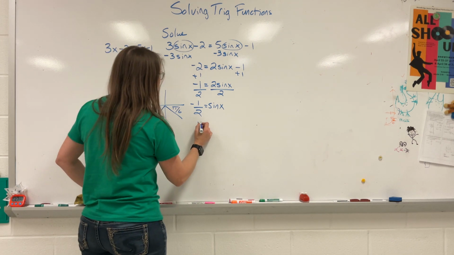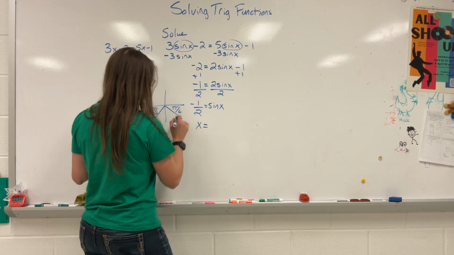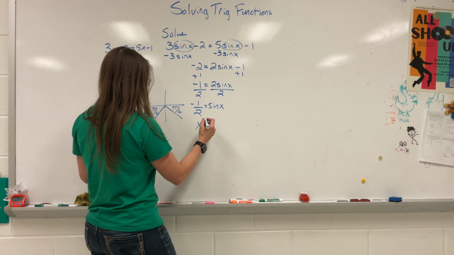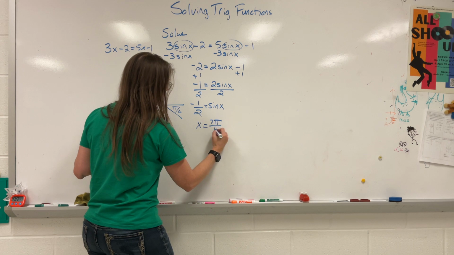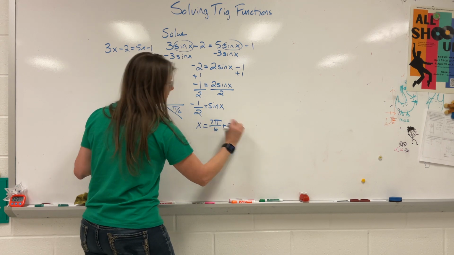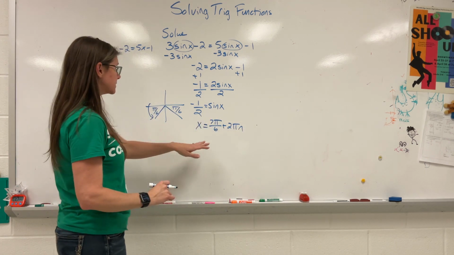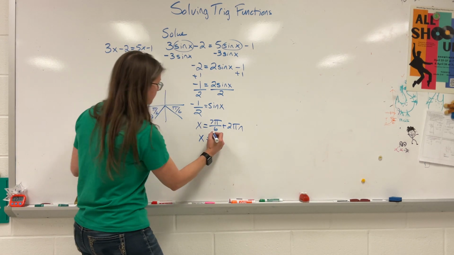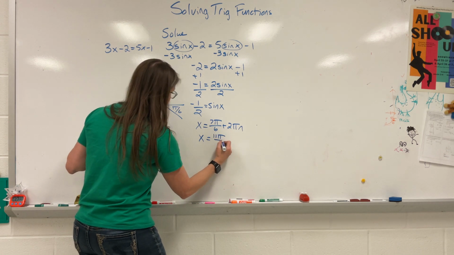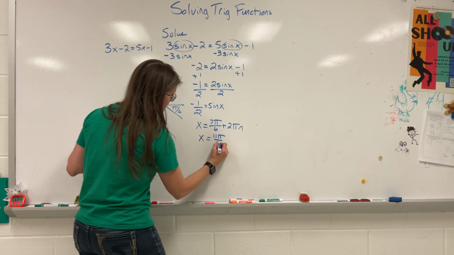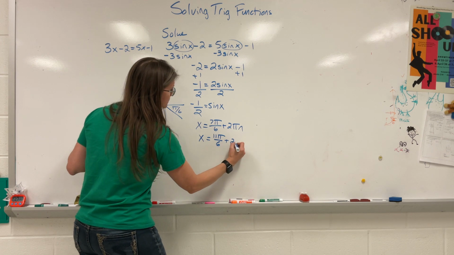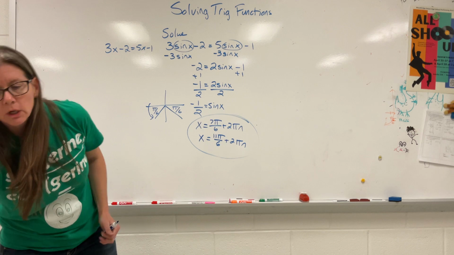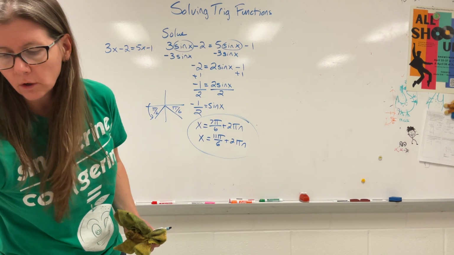And so I know that x is going to be, in this case, 7 pi over 6 plus 2 pi n. So it's going to be this angle plus any coterminal angle. And then my other solution is going to be 11 pi over 6, or negative pi over 6, because it'll generate the same graph. 11 pi over 6 plus 2 pi n, and that will be your solution. So those aren't too bad at all.